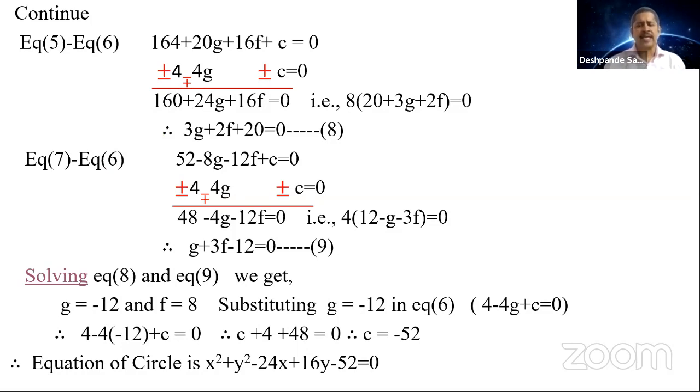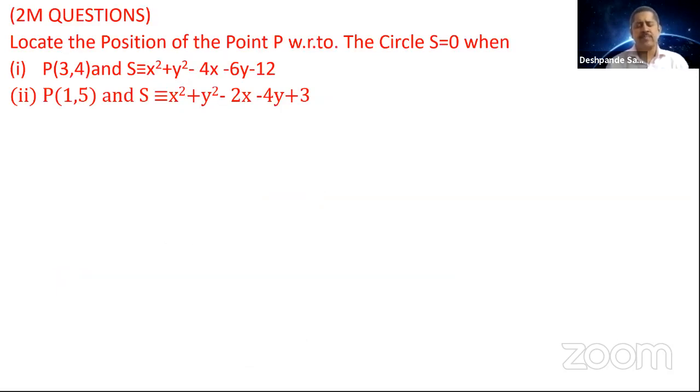So let us take the next topic which you have taken before, the tangents. We have discussed about position of the point with respect to circle. So this is again a typical 2 marks question generally asked in the examination. So sometimes the examiner will be asking this type of simple questions also. So locate the position of the point P with respect to the circle S is equal to 0 when the point is given and circle equation is given. So here instead of giving the entire thing, you have been given notation S is equal to x square plus y square minus 4x minus 6y minus 12. The point is given as 3, 4.